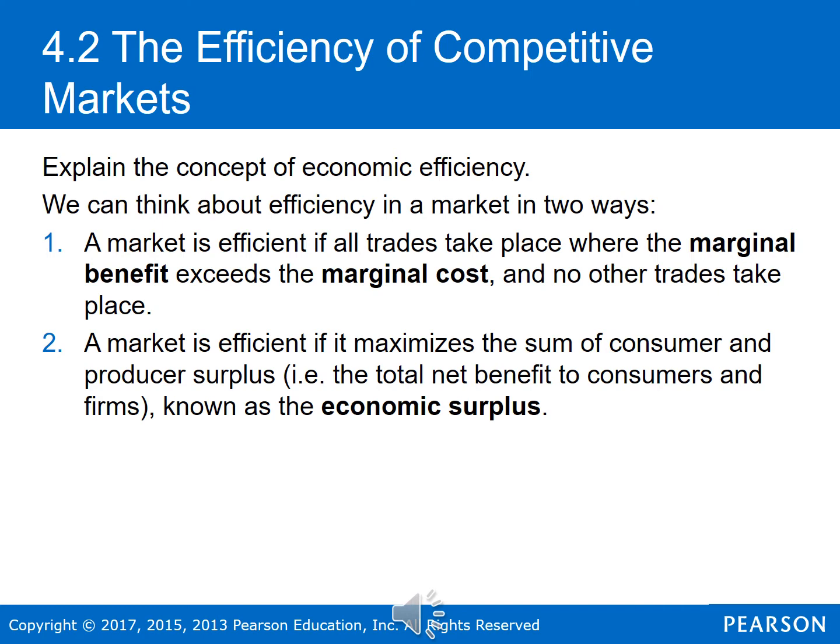The second is that the market is efficient if it maximizes the sum of consumer and producer surplus, so the total net benefit to consumers and firms. We can also call this the economic surplus. So the total surplus in the economy, the economic surplus, will be maximized when the market is efficient. And we'll explore these more in this section.